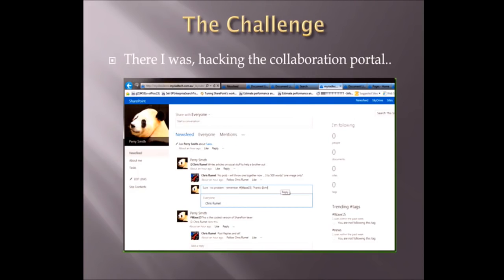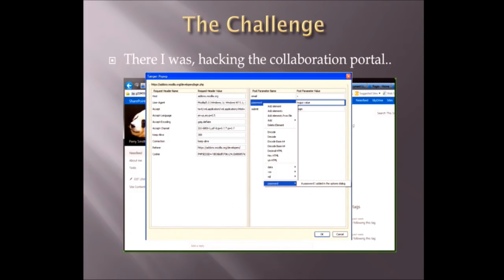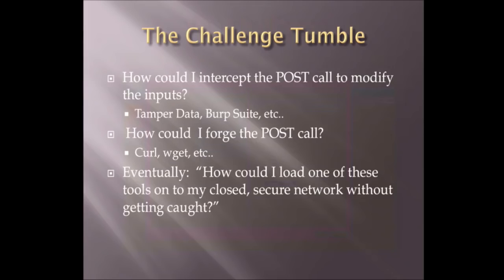That's easy to do when you're at home, right? Or when you're using your own machine, you would use something like Tamper Data or Burp Suite to intercept the call and modify it after it's been through the JavaScript modification. But I didn't have any of those tools available to me. I kept trying to think through what I would do to make this happen. Like I said, Tamper Data, Burp Suite to intercept the post call, I don't have those. I could forge the post call, but I didn't have curl or wget available to me.